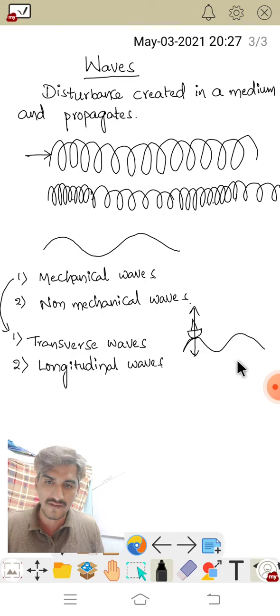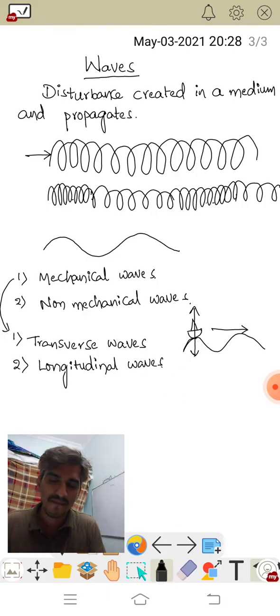It does not go along with the wave actually. Okay now, assume that this paper boat is a particle, so that this particle is oscillating about its mean position while the wave is propagated perpendicular to this. This is called transverse waves.